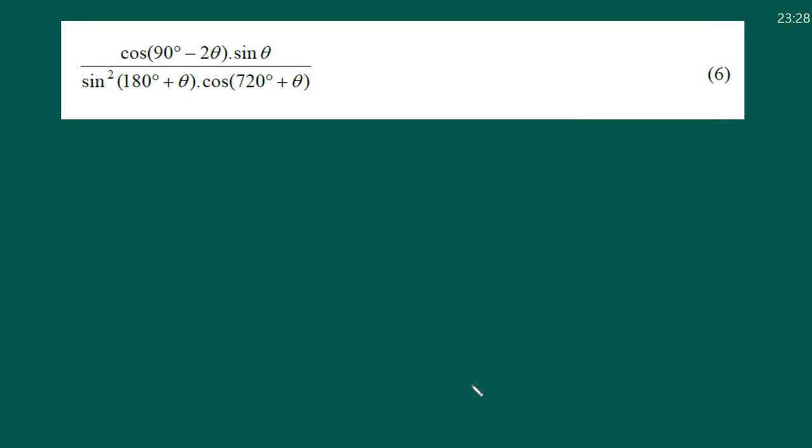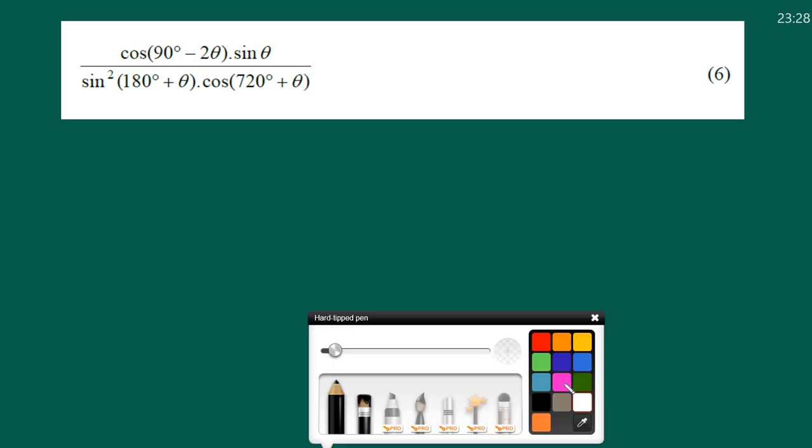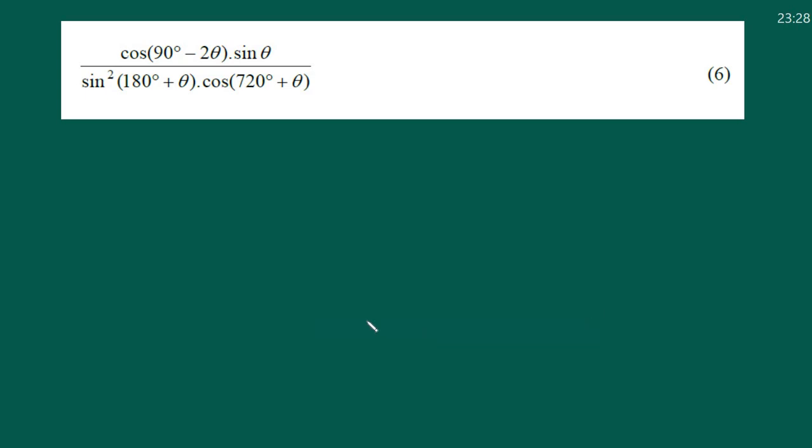Here we are. The problem seems like we have complex numbers, but it's not. Remember what I said: the first thing, you identify the quadrants. So 90 minus theta, which quadrant?